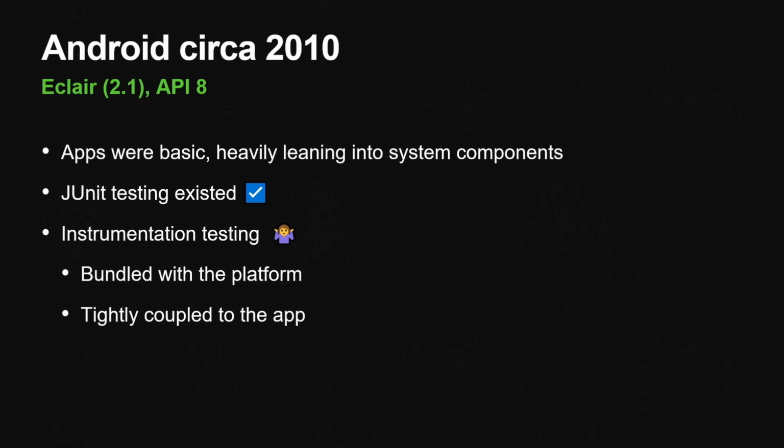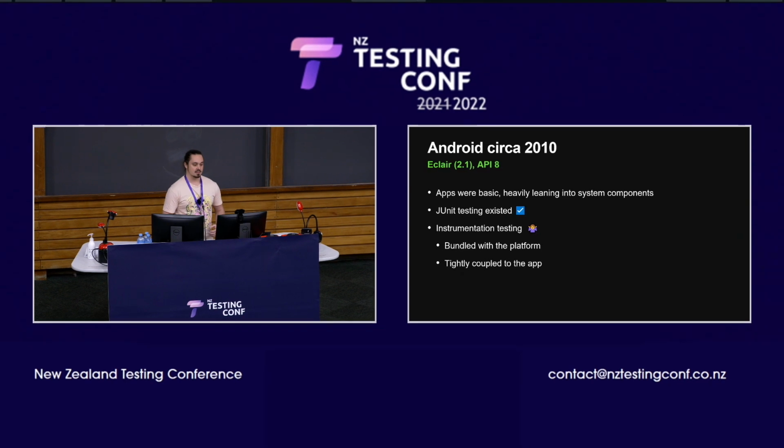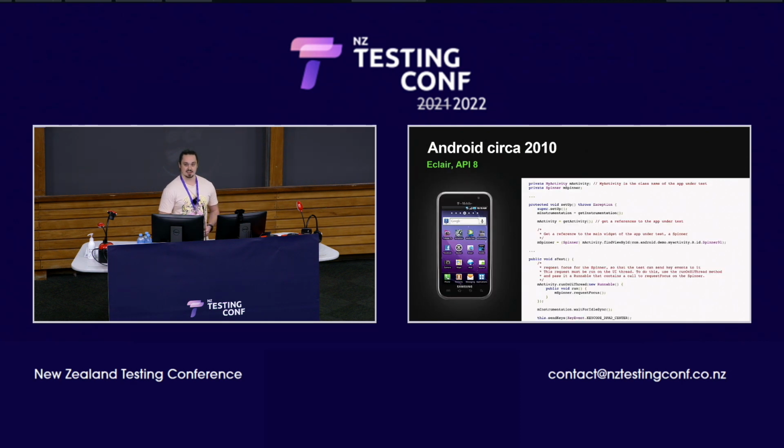Way back then, JUnit testing existed. It's sort of been there forever, and it's kind of the de facto unit testing standard for any kind of Java-based application. And instrumentation testing kind of existed. So it was there. It was bundled with the platform, though, and it was really tightly coupled to the app itself. To see what I mean by this, let's take a look at a test from back in 2010.